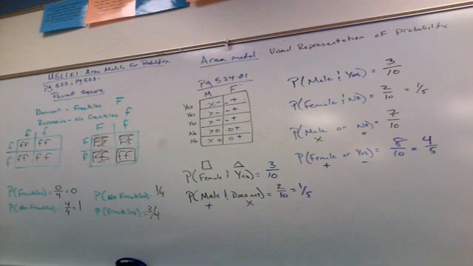Now, does anyone remember what the probability of rolling doubles with a pair of dice is? 6.